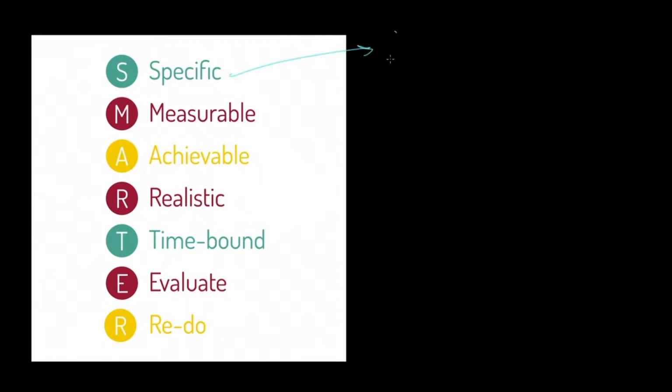Specific could mean that we make our goal specific to our components of fitness. So I'm going to work on agility because I'm a badminton player. It could, of course, relate to skill. I'm going to work on my pendulum serve in table tennis, which is the most crucial shot. It could relate to area of the body. I'm going to work on shoulder strength because I'm a javelin thrower.